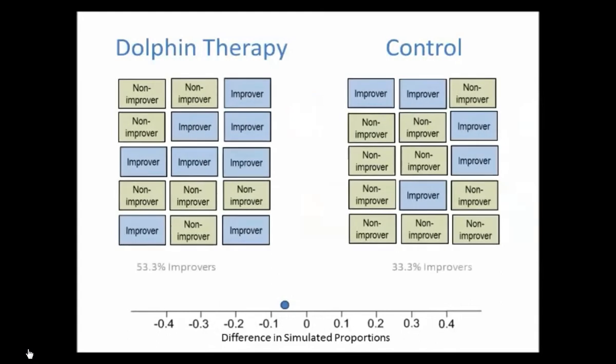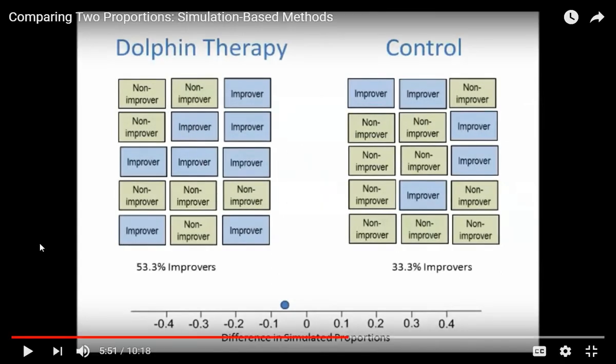Random group of 15-15. This time we got 8. Go ahead. What's my difference? 53.3 and 33.3 now. What's my difference? 0.2. Anywhere around what our observed difference was? No, so we're starting to figure out here, maybe it's not by random chance, all right, that the Dolphin people did better.